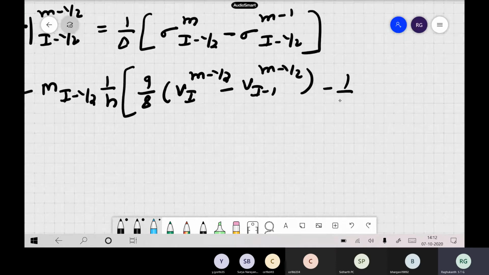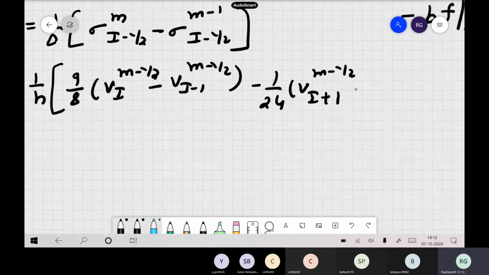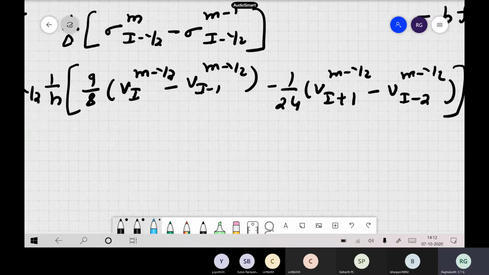So minus 1 by 24, v^(m-1/2) at i plus 1 minus v^(m-1/2) at i minus 2. Okay, so this is our derivative.